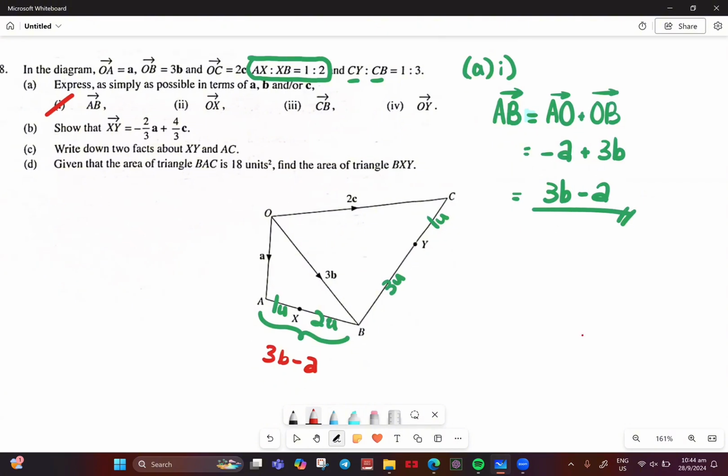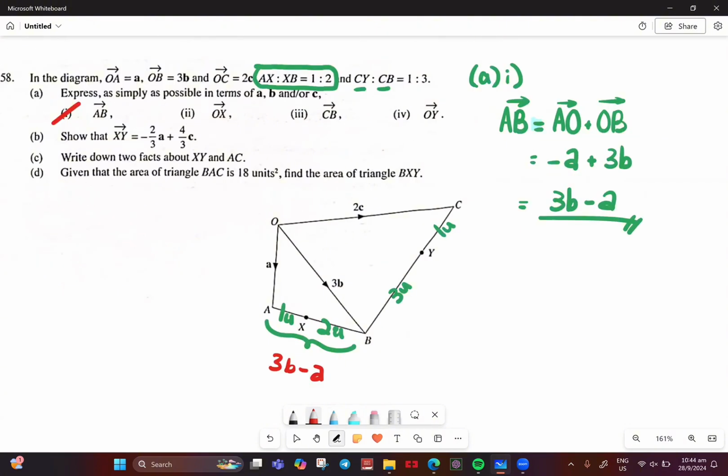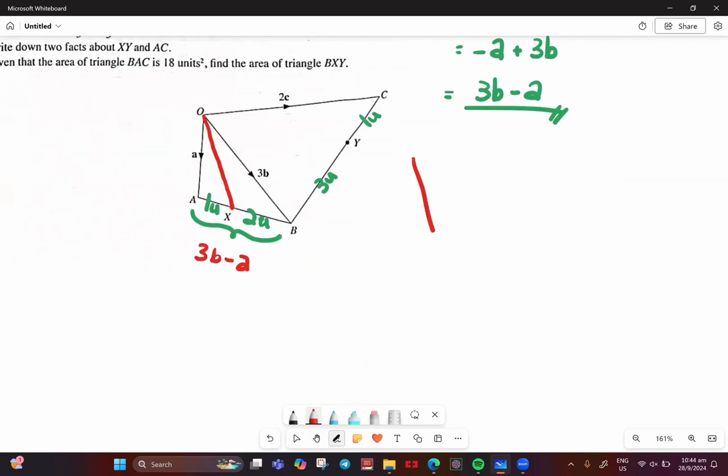The next is OX. OX is from here to here, right? Okay, maybe you want to even draw it out. I'm perfectly fine if you draw it out. You can see this is a slanted triangle, right? If later they're going to ask us, let's say, the area, then we have to find the straight height, correct? Okay, this is O, correct? This is 3b.